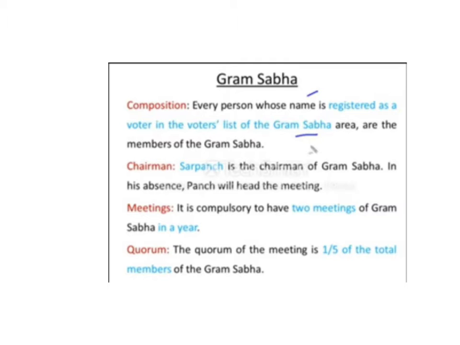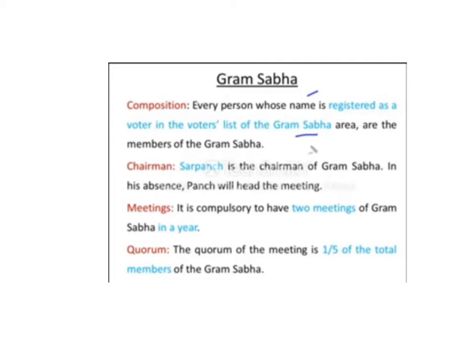Now the chairman. Sarpanch is the chairman of the Gram Sabha. In his absence, the Panch will head the meeting. So we can say that the head of the Gram Sabha is the Sarpanch, and in the absence of the Sarpanch, the Panch will lead the Gram Sabha or any other meeting of the Gram Sabha.